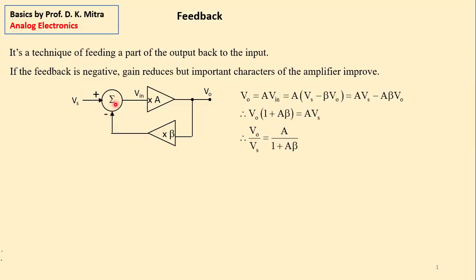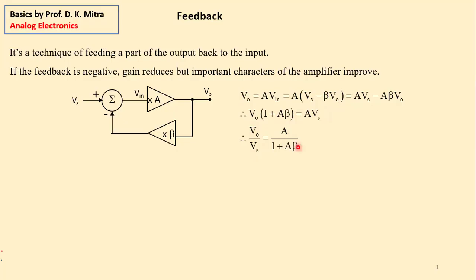In that case, this VO is A times V in, right? And what is V in? It is Vs minus beta VO, which makes AVS minus A beta VO. Now, if you bring A beta VO to the left-hand side, it becomes VO multiplied by 1 plus A beta is equal to AVS. So, VO by Vs is A divided by 1 plus A beta.